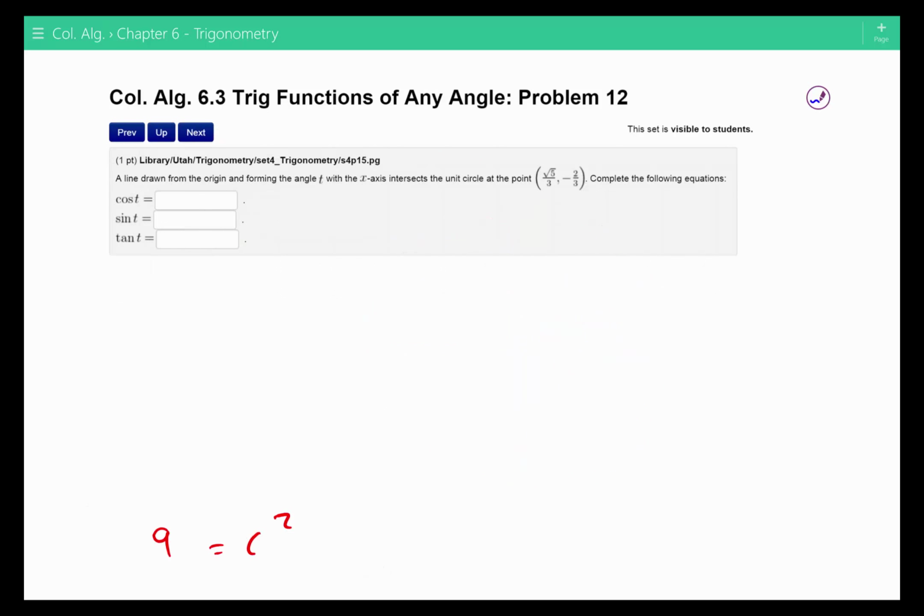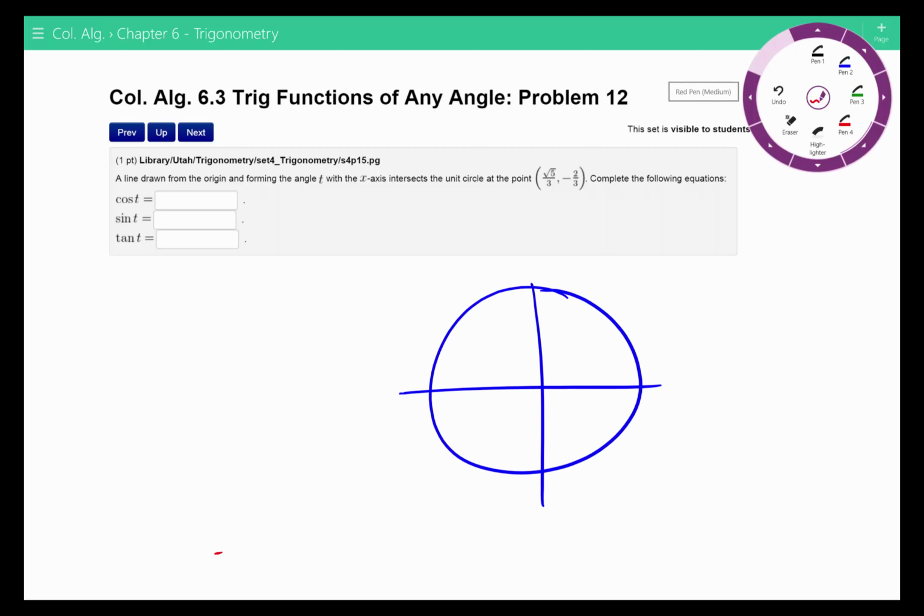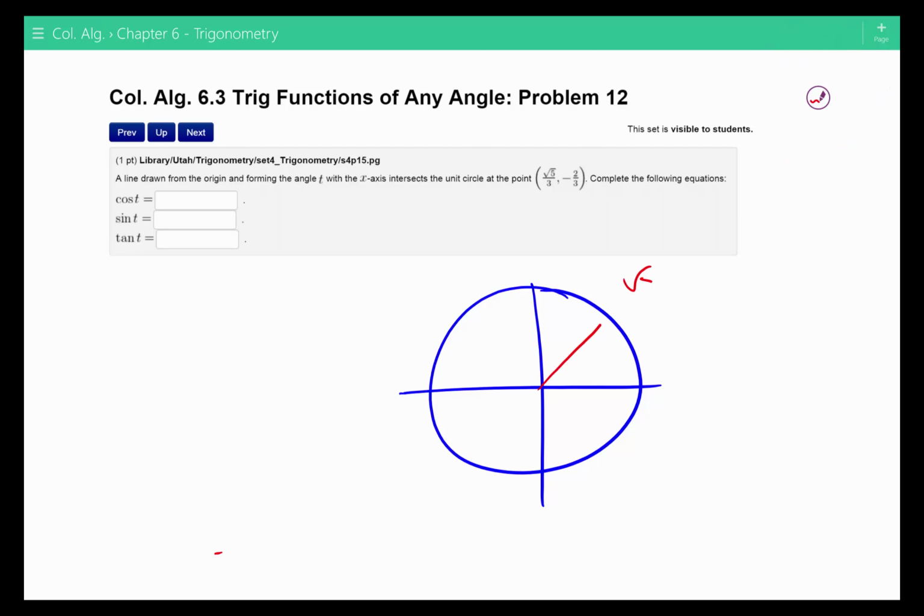Okay, the next problem says that we have a line drawn from the origin on the unit circle, and it connects angle T with a point on the unit circle. I don't know where this is, but let's say square root of 5 over 3, -2/3 is right here. I'm sorry, actually that would not be there. Try this again. That'd be down here, where you have square root of 5 over 3, comma, -2/3. This is my angle T then, all the way around there, but I'm going to use this reference triangle right here in order to set this up.